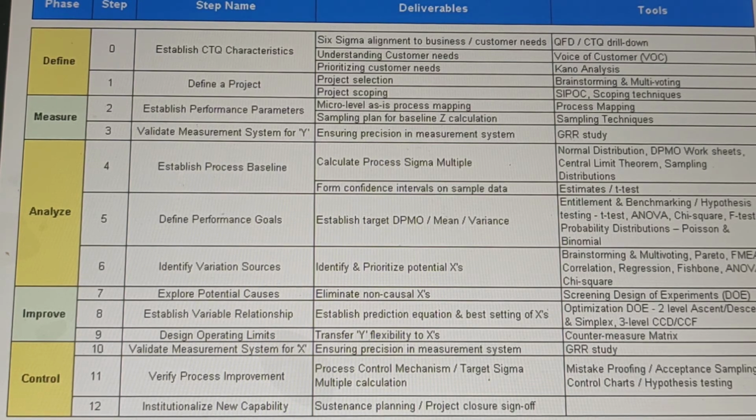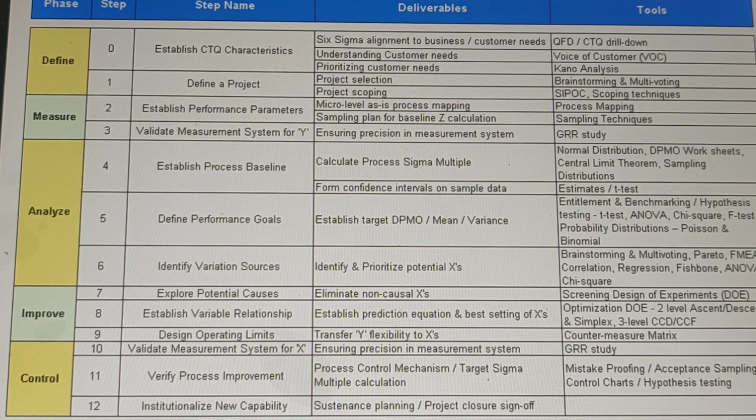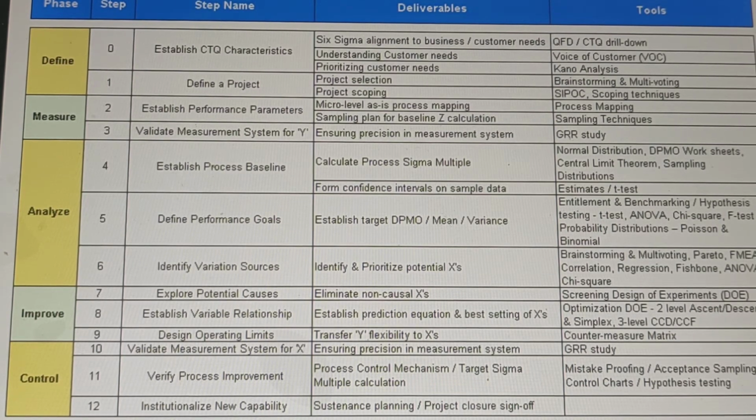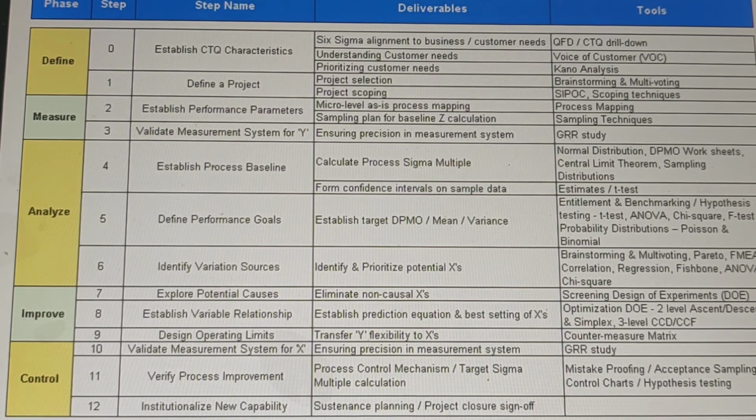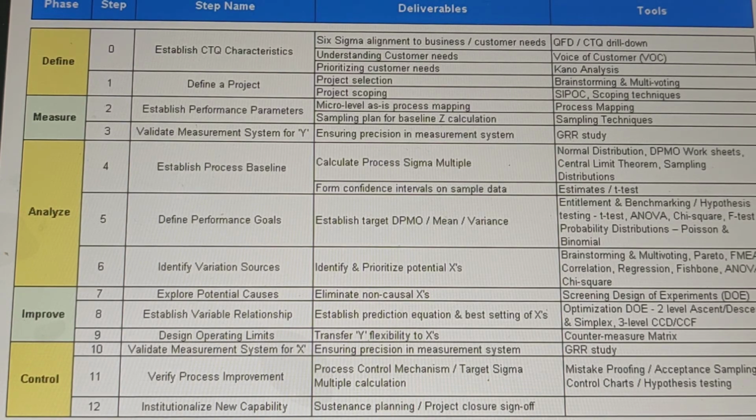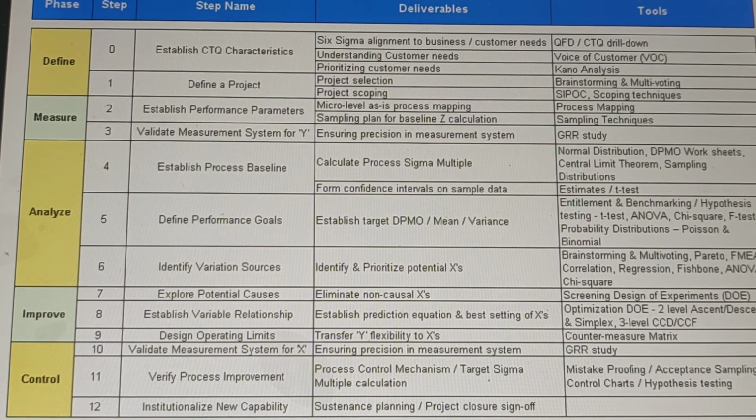Then identify various sources. Identify and prioritize potential axes. There may be n number of axes. In a nutshell, if y is equal to f(x), then there may be a linear relationship between x and y. There may be an exponential relationship. There may be some constant multiplier relationship. So we can have detailed tools for identifying the relationship. For that, we can establish a Pareto chart or FMEA.